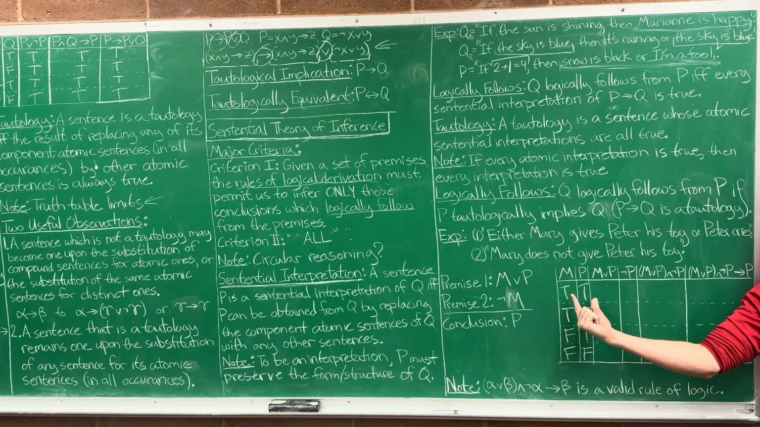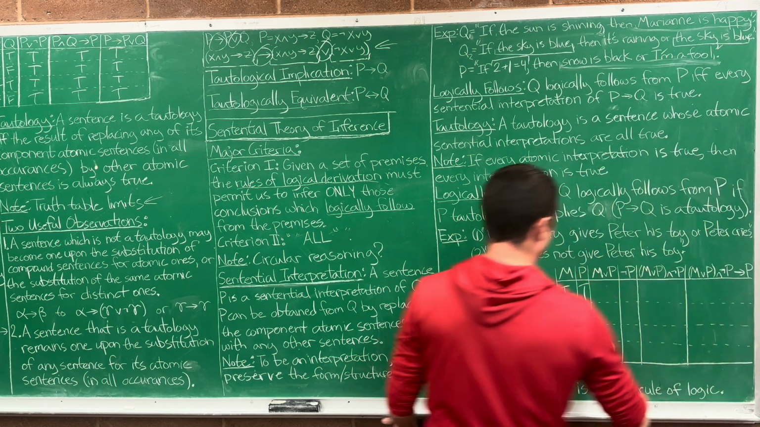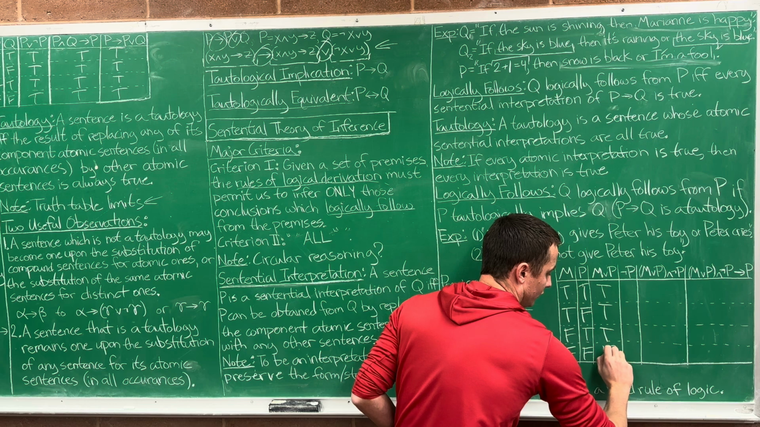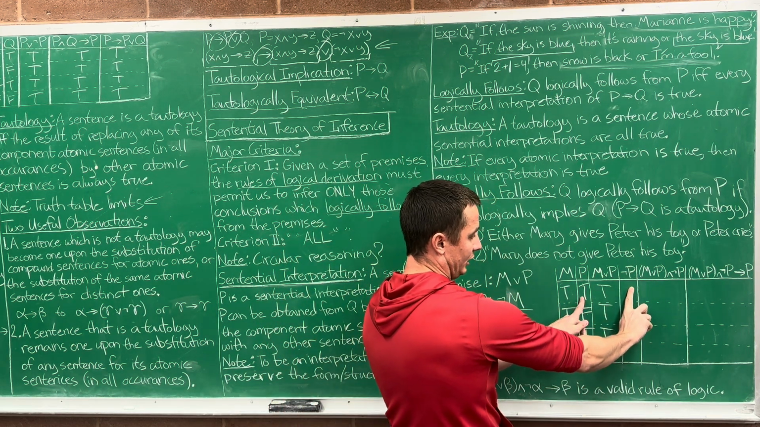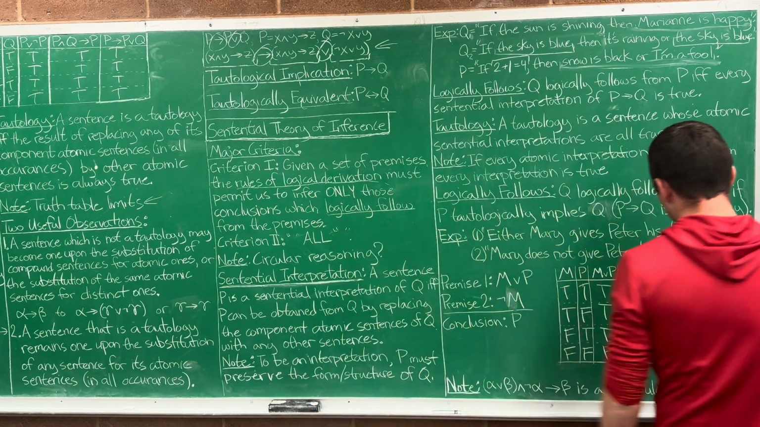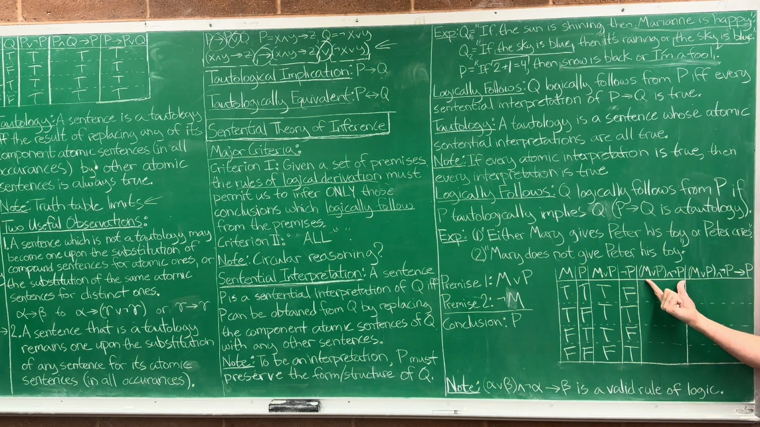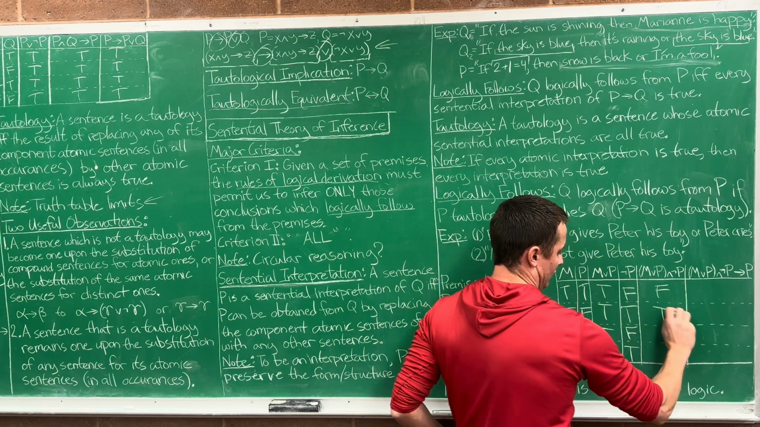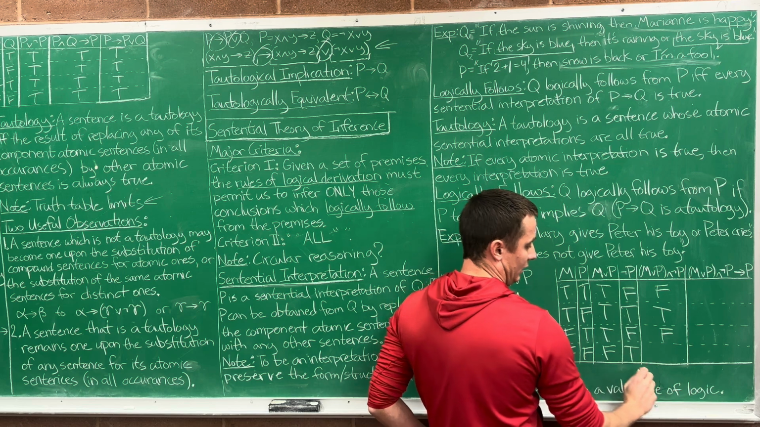Now, M or P is ORing these two together. So true or true is true. True or false is true. False or true is true. False or false is false. Not P right here is just negating this. False, true. False, true. Perfect. And now, M or P and not P is just anding these two together. True and false is false. True and true is true. True and false is false. False and true is false.